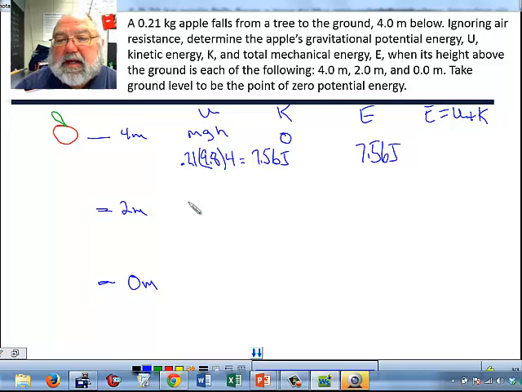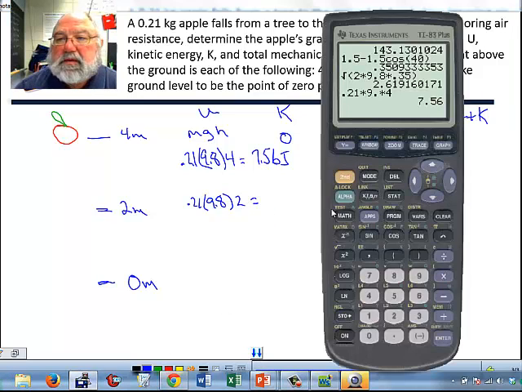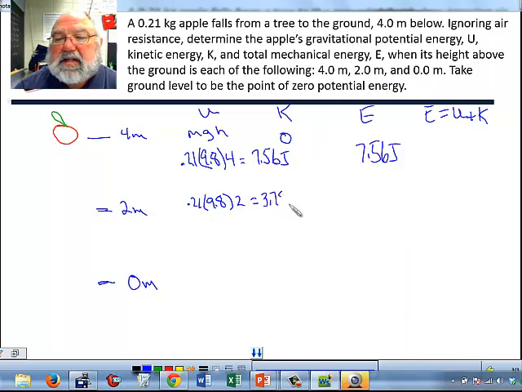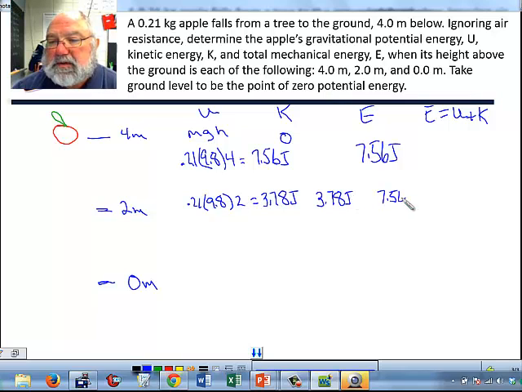Down here at 2 meters, mgh is 0.21 times 9.8 times 2. This is at the halfway point, so it has half the potential energy. 7.56 divided by 2 is equal to 3.78 joules. That's our potential energy. If we decrease the potential energy by 3.78 joules, that means the kinetic energy went up by 3.78 joules, leaving our total energy as 7.56 joules.